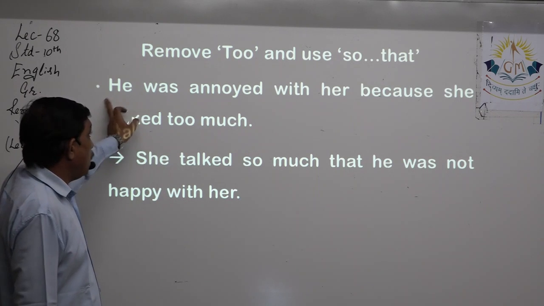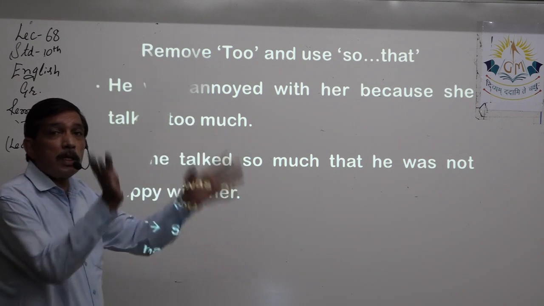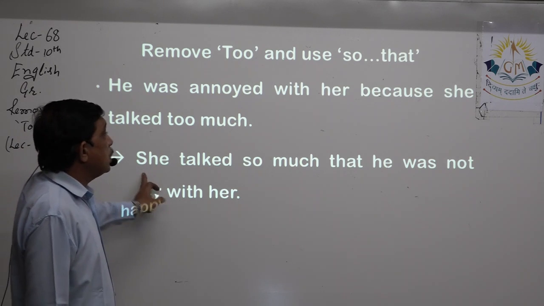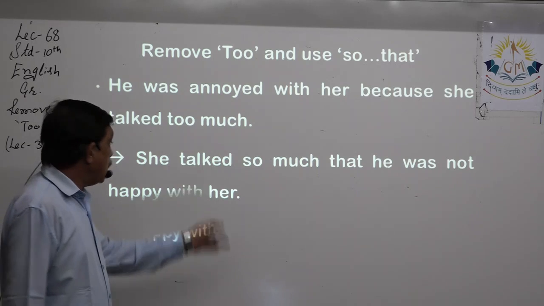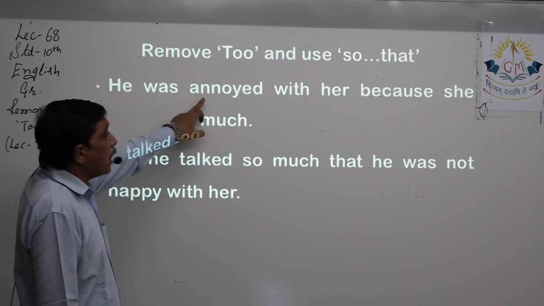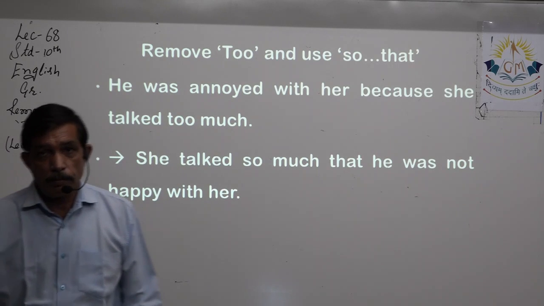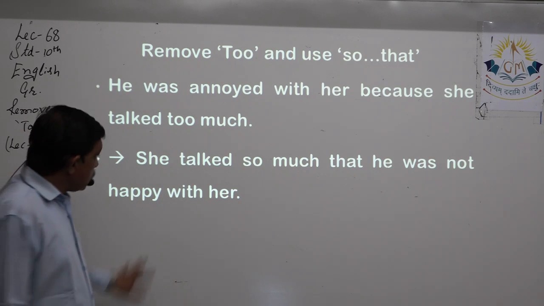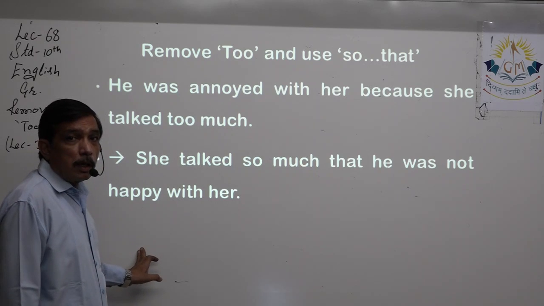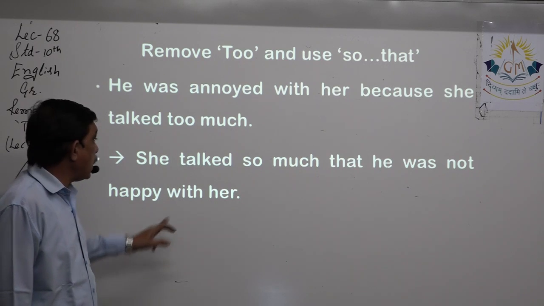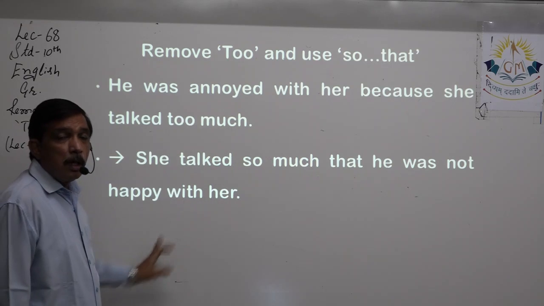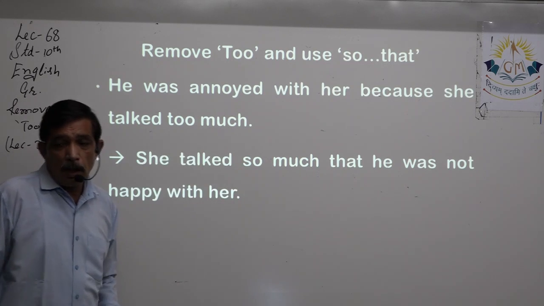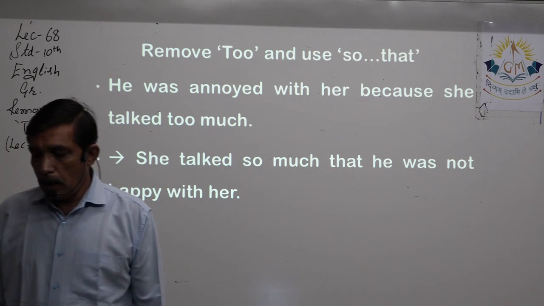She talked. Now he was annoyed. We rearrange the sentence so that we can keep the meaning of the sentence intact. She talked so much that he was not happy with this, because annoyed means not happy. Annoyed means not happy. So that is the same word I used, only I made the negative of it, the antonym, unhappy. So not happy, same thing. She talked so much that he was not happy with her.